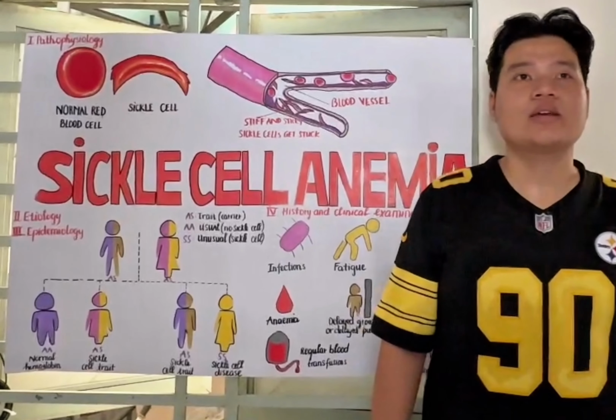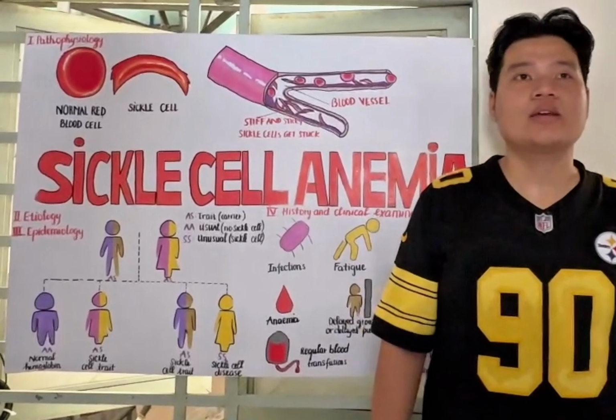In my part I will introduce the pathophysiology. As you can see, this is the normal cell and the sickle cell. Sickle cell disease is an autosomal recessive genetic disorder affecting about 100,000 individuals in the United States and millions globally.